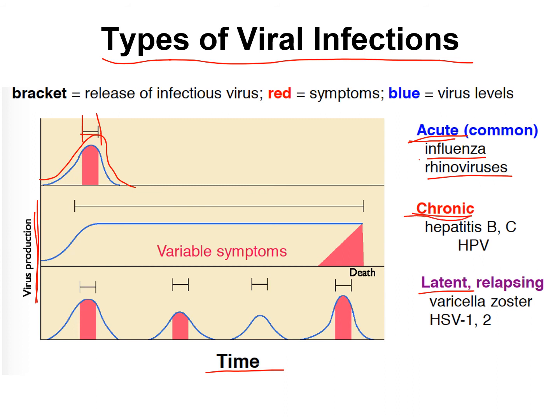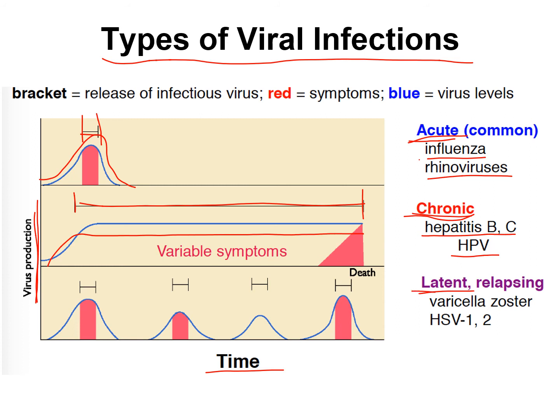A chronic virus is one that lasts for a long time. So that would be months to years. So a very long time. And during that time, you get sort of a constant low level production of virus. So the individual is continually producing virus particles. And that would be several types of hepatitis and human papillomavirus.